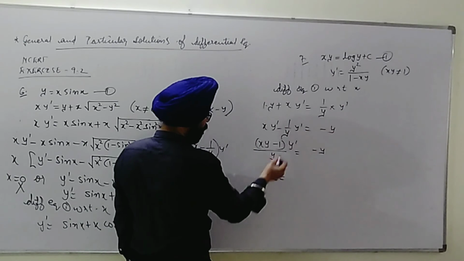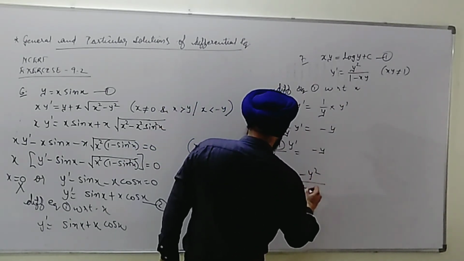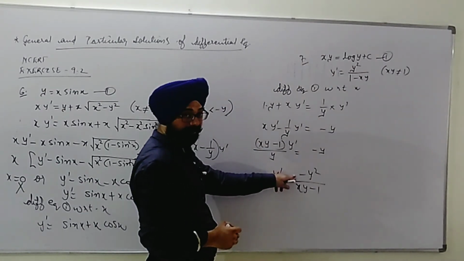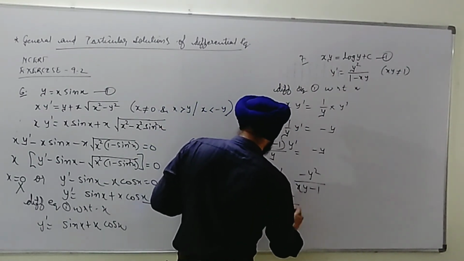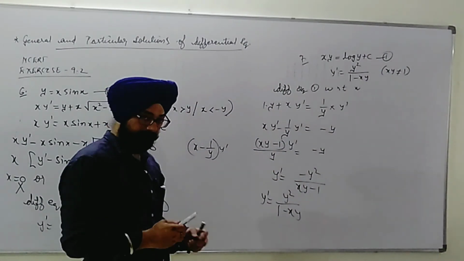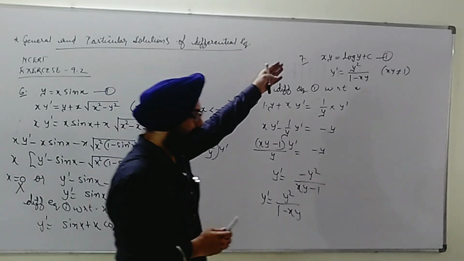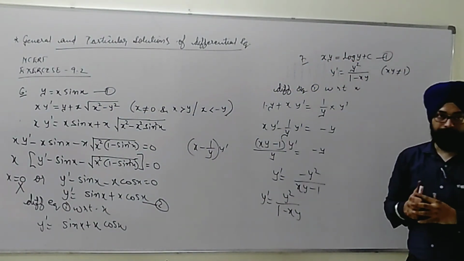So we can write y dash is equal to minus y square upon xy minus 1. If this minus is shifted to the denominator, the y dash we get is y square upon 1 minus xy. Very easily we have obtained the given differential equation. That's why we say that this is the general solution to the differential equation given.